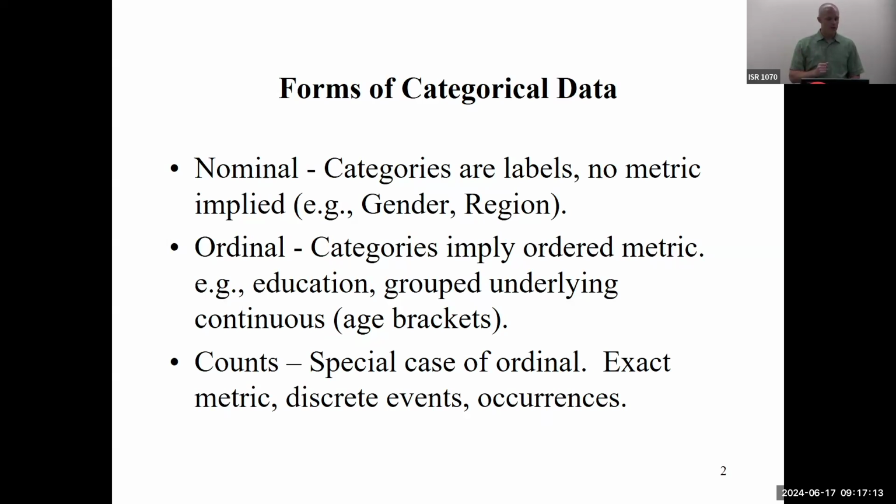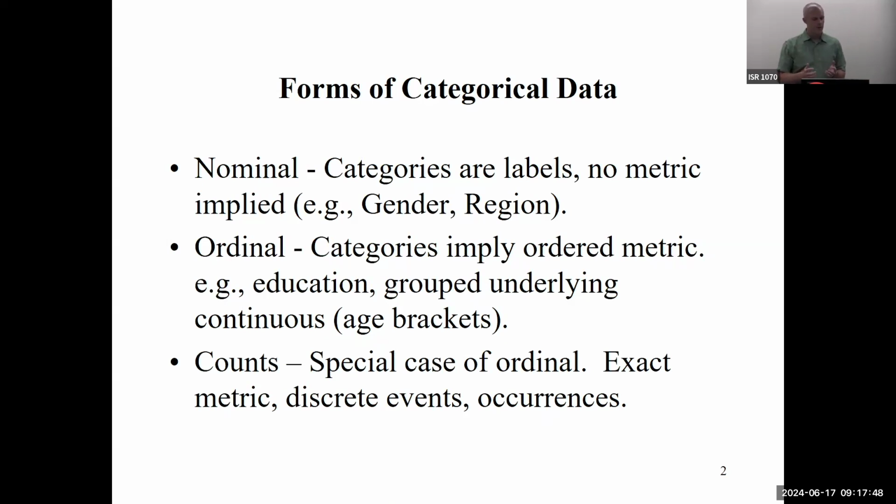Ordinal categorical variables, on the other hand, imply some kind of ordered metric, okay? Things like years of education, grouped underlying continuous variables like age brackets or income brackets, self-reported health: poor, fair, good, very good, excellent. There's an ordering to those values. So the numeric values mean something in terms of how that variable should be interpreted. And again, this is often the case where we recode continuous variables into brackets, where there's an ordering of those brackets. So we'll talk a lot about ordinal variables.